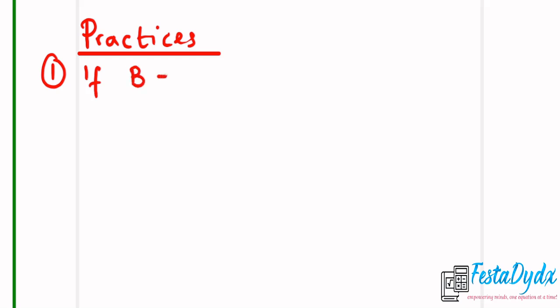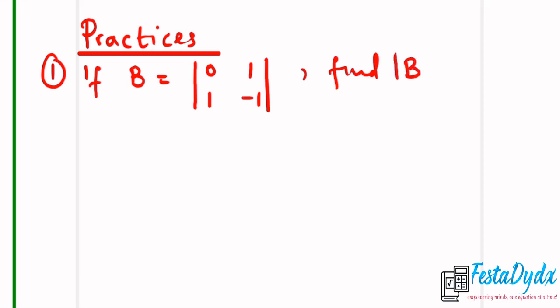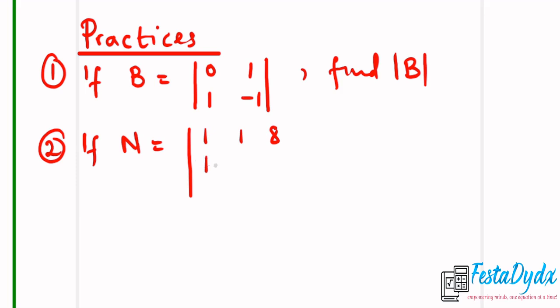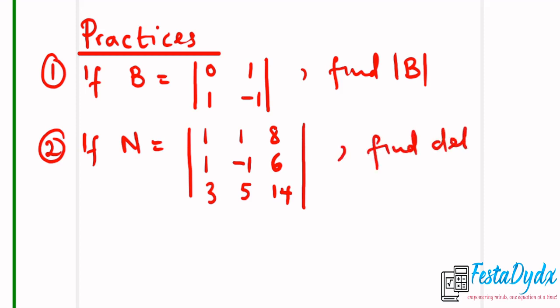So if B is equal to the matrix of 0, 1, 1, minus 1, you have to find the determinant of B. And then the second question you should practice is if n is equal to 1, 1, 8, 1, minus 1, 6, 3, 5, 14. So this is a 3 by 3 matrix. So if n is equal to this, you have to find the determinant of n.